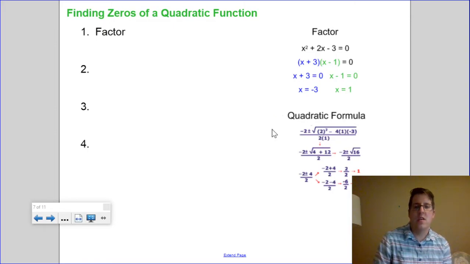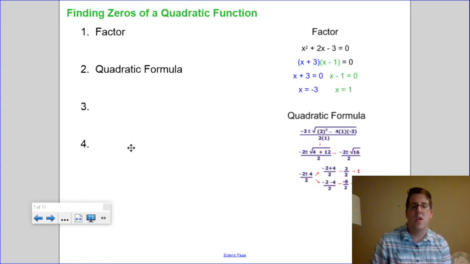The next is a method that will always work, which is the quadratic formula. Stick around after the video and I'll sing you the song, okay?